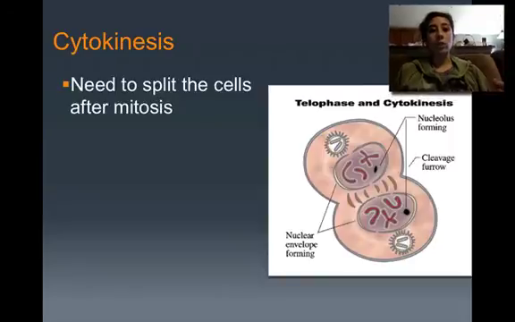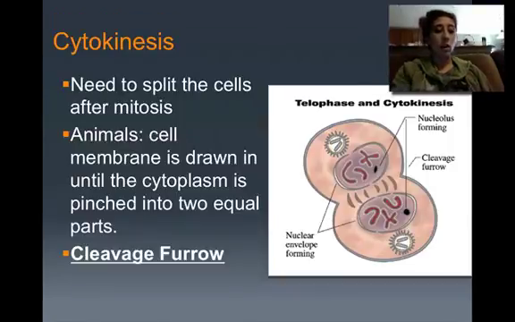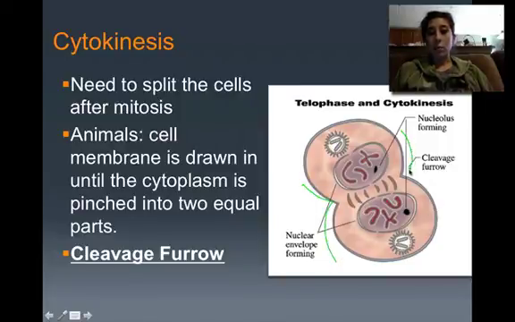And so lastly, the other part of cell division is cytokinesis. That's where we're actually splitting the entire cell apart. The cell membrane will actually draw in until the cytoplasm pinches off into two equal parts. You can see here kind of this little bump, this splitting. If it's an animal cell, we call it a cleavage furrow. It's just a fancy name for animal cells.